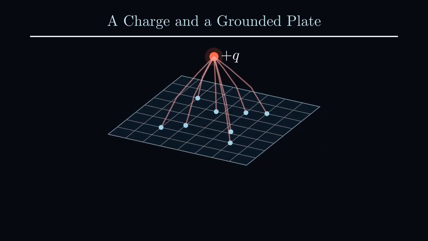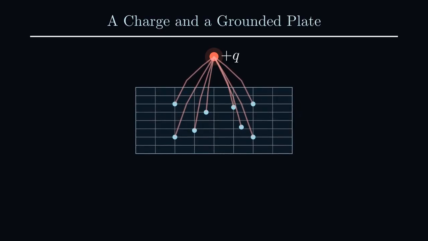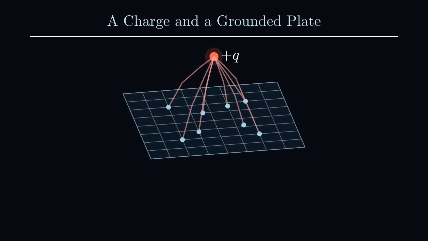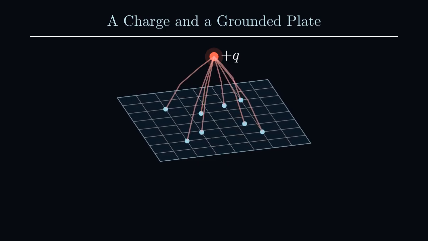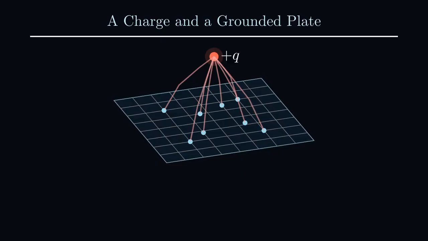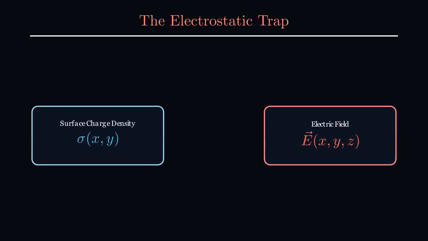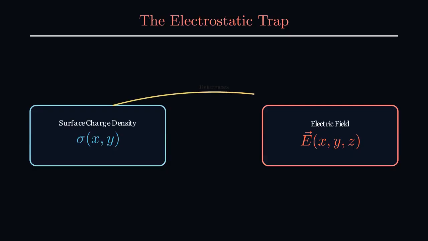We can ignore the plate entirely and replace it with a ghost. Why does this imaginary ghost particle perfectly mimic the behavior of a solid metal wall? The core of the problem lies in the boundary conditions of the system. In a conductor, electrons move freely until they reach a state of electrostatic equilibrium. This means that on the surface of our grounded plate, the electric potential V must be exactly zero. Any field line coming from our real charge must hit the plate at a perfectly perpendicular angle.